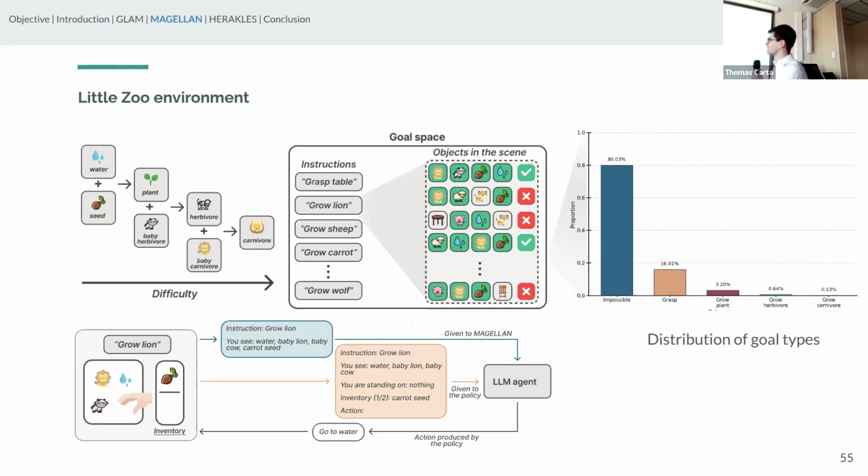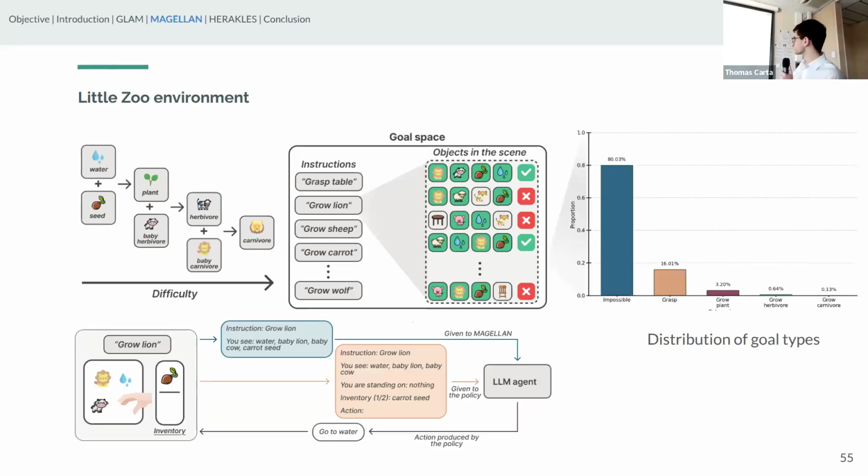I've spoken about different categories like baby herbivore or carnivore, but inside each category there are more than 10 or 30 different kinds of objects. So you have to learn how they are related, and how they interact between themselves, because you have millions of possible goals. Your agent also has to learn to do this generalization at another level than what has been done in GLAM. In GLAM, there were thousands of goals, and here we have millions of goals. So it's way more difficult.